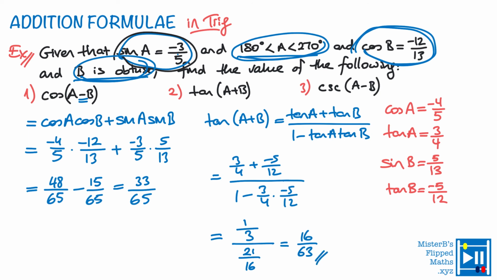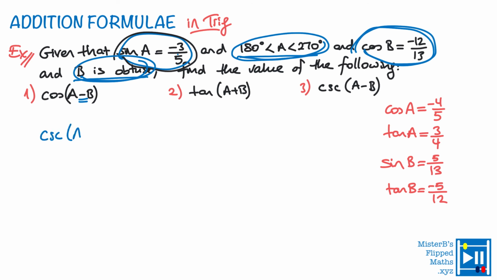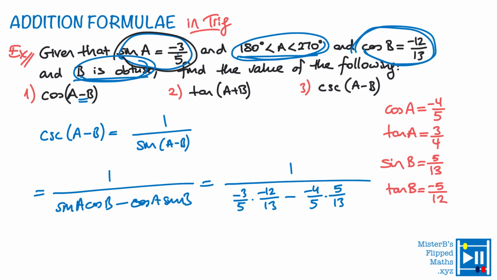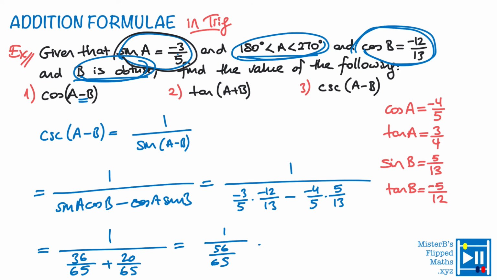And for the third one, cosecant of A minus B is nothing but 1 over sine of A minus B. So I should be writing 1 over sine A cosine B minus cosine A sine B. So if I write all these values like this, and if you simplify, you will get 1 over 56/65, and if you flip it over, it's going to be 65/56 as the final answer.